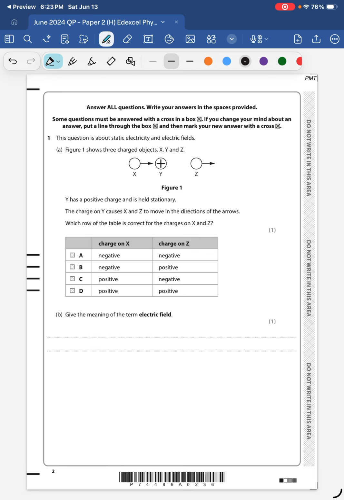So before we see the table, X is going to be negative because it's attracted to Y, and Z is going to be positive because it's repelled. So which row is that? Charge on X negative, so it's either A or B, and we need positive charge on Z, so the correct answer is B. So that's a good start for us, I guess.